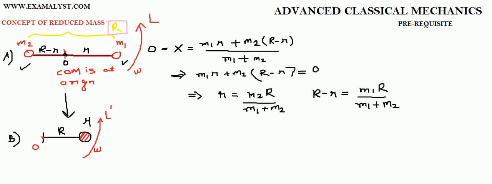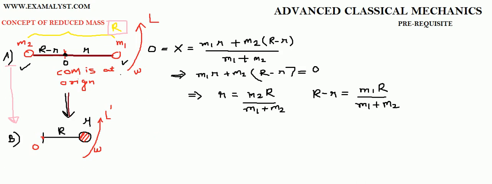So what is happening? System A is getting converted into another system. System A is a two body system and system B is a one body system, and I want the angular momentum in both cases to be the same when I rotate them with angular velocity omega. So this particular condition that I'm using makes system A and B equivalent to each other.